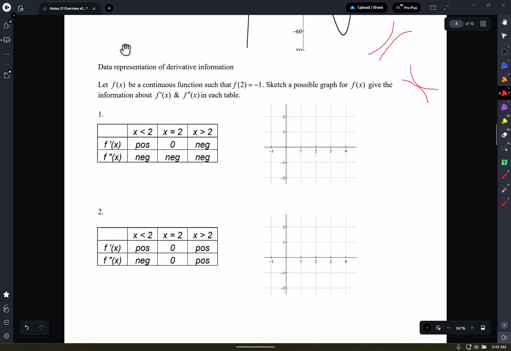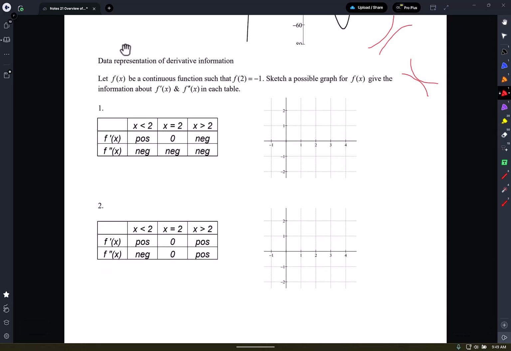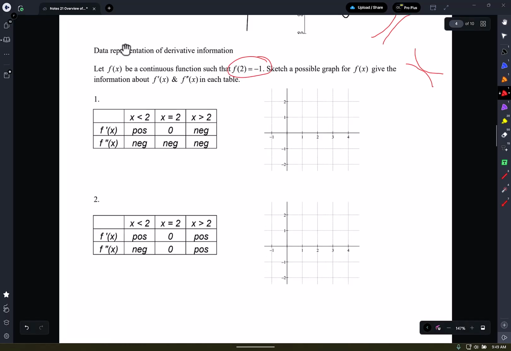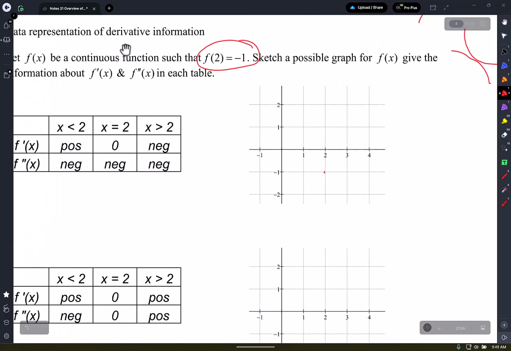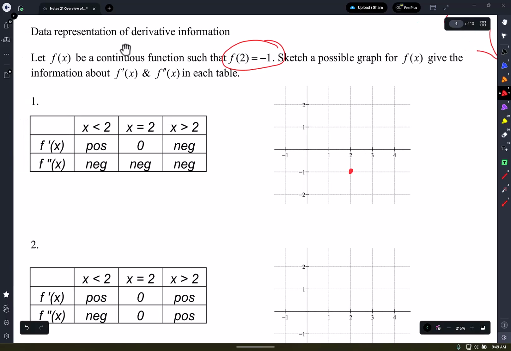Okay. Look at number 1. The very first thing you're going to do: it says, let f of x be a continuous function such that f of 2 equals negative 1. Sketch a possible graph for f of x given the information about f prime and f double prime in each table. First thing you're going to do, always and always and always, plot this point for all of them. So go to (2, negative 1). Did everyone plot that point? Okay. This is f. You guys ready?